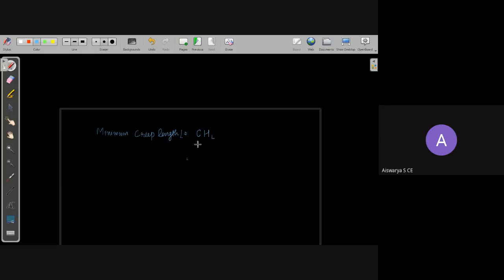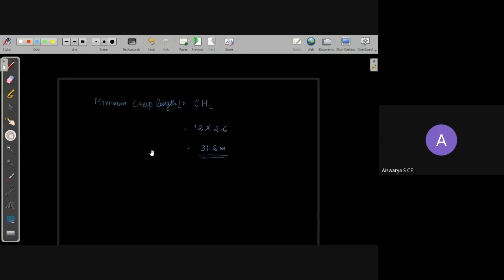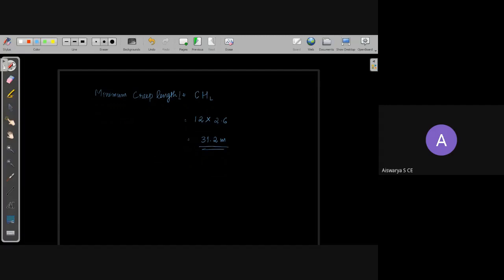How much should be the minimum creep length? C value is 12. 12 into total head loss of 2.6 meter. What is the minimum creep length? 12 into 2.6 means 31.2 meter. This should be the minimum length of impervious flow. So the total length of impervious floor is what? Total length of impervious floor means total creep length.